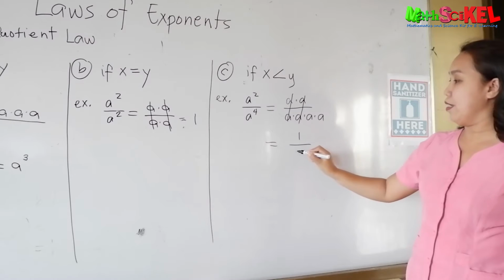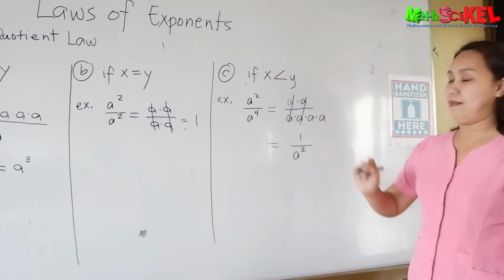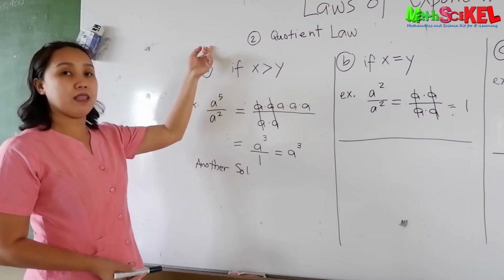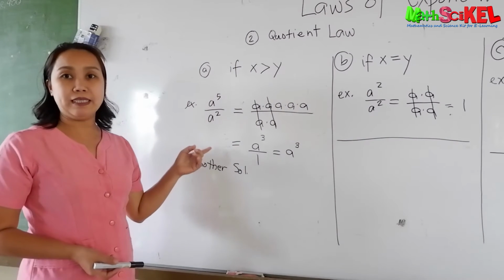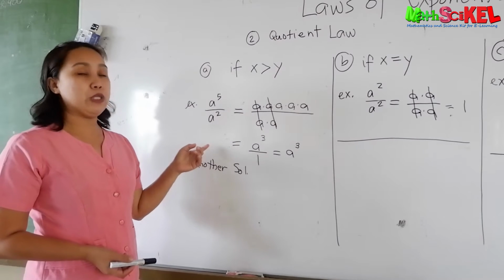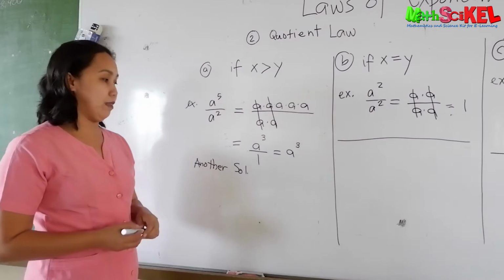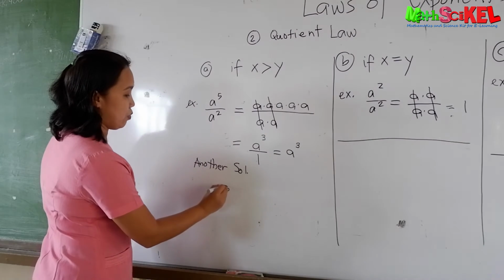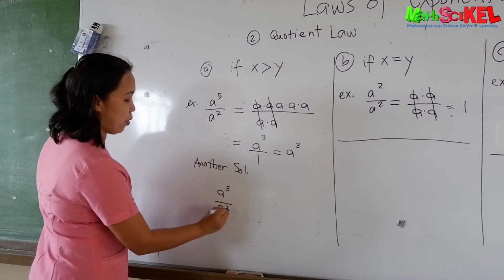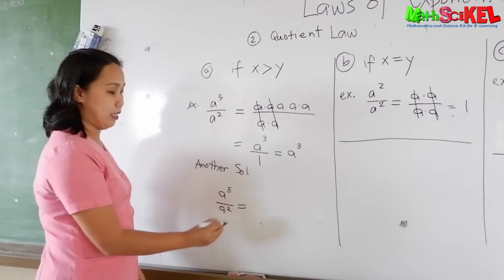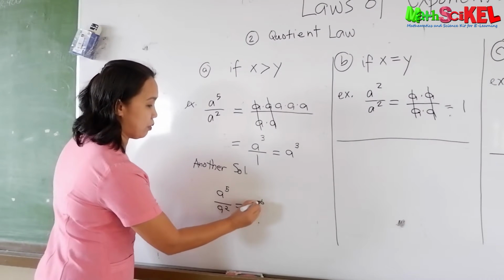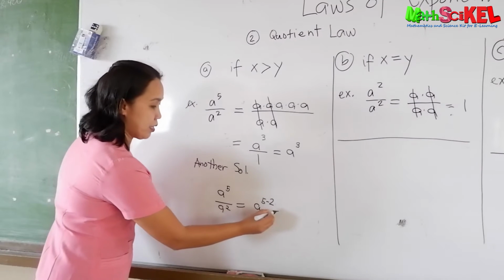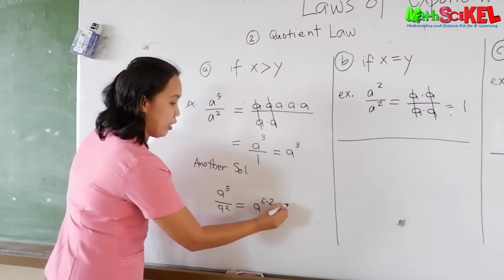And this will become 1 over a squared. Now, let us apply the solution using the quotient law. Instead of writing it in expanded form, we will use subtraction of exponents. Since we have a raised to 5 over a squared, it can also be written in the form a raised to the fifth power minus square, or simply a cubed.